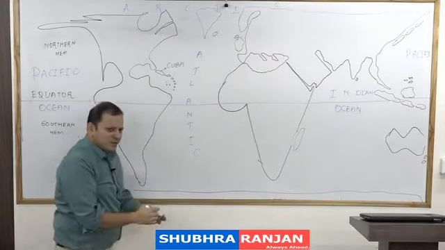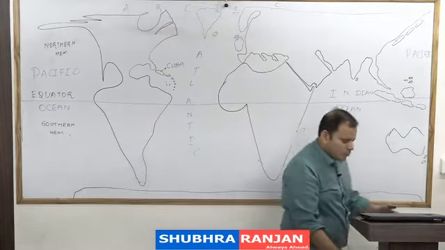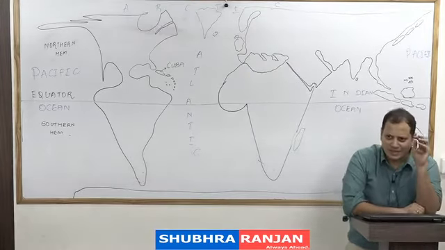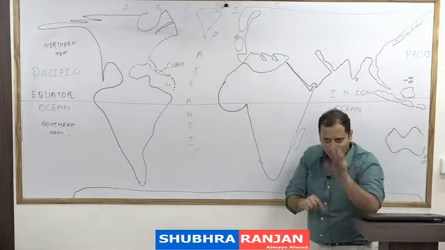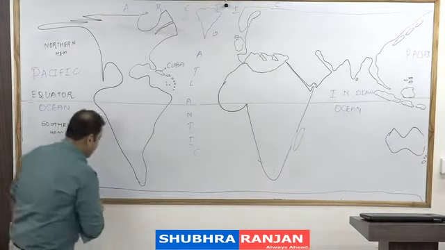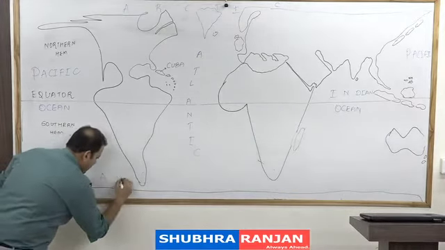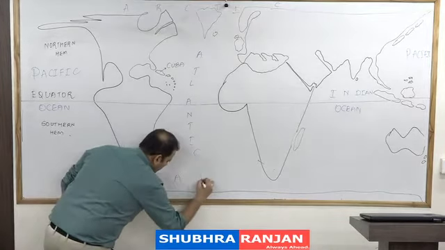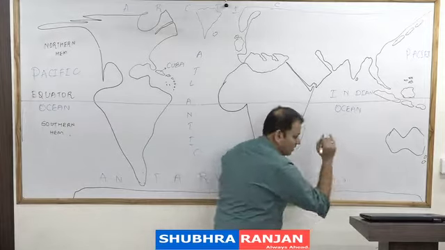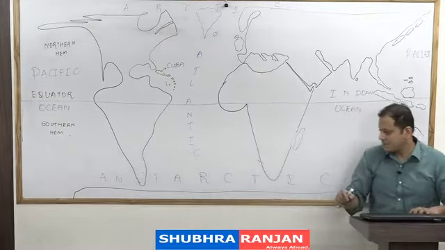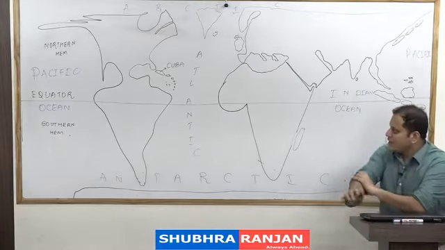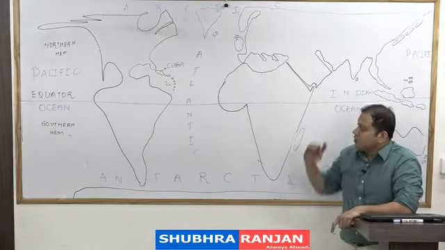So this is an Arctic Ocean. And then in the year 2000, we decided to name all the waters which lie below 60 degrees south latitude as Antarctic or the Southern Ocean. Is it visible? Antarctic or the Southern Ocean. Now, North Pole, South Pole.